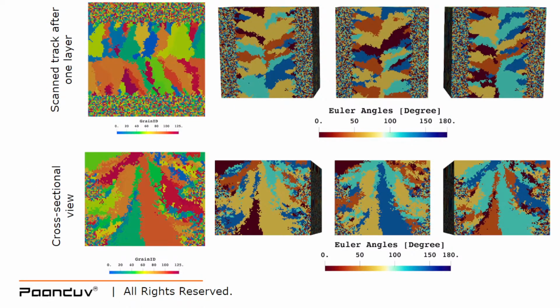If you look at the scan track from the top after one layer, this is how the scan track looks. Initially all the grains were randomly oriented, but once the laser moved through them, based on a lot of material properties, a lot of other properties of the metal itself, you will find different types of grain orientations and grain formations. And if we cut through the welded part, in the cross-sectional view, these are the grain orientations at different Euler angles that we'll see. The bottom 4 images indicate that.